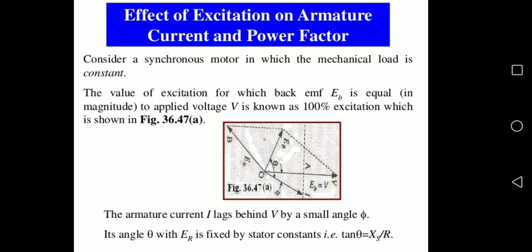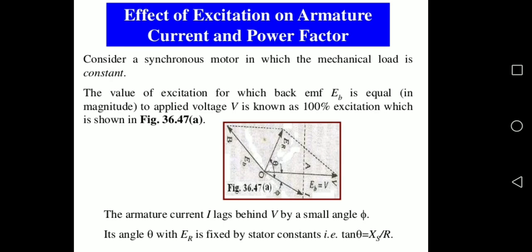The machine is running at a constant load, and the back EMF and supply voltage are equal in magnitude. It is possible only with 100% excitation, in which the armature current IA lags behind V by a small angle phi.